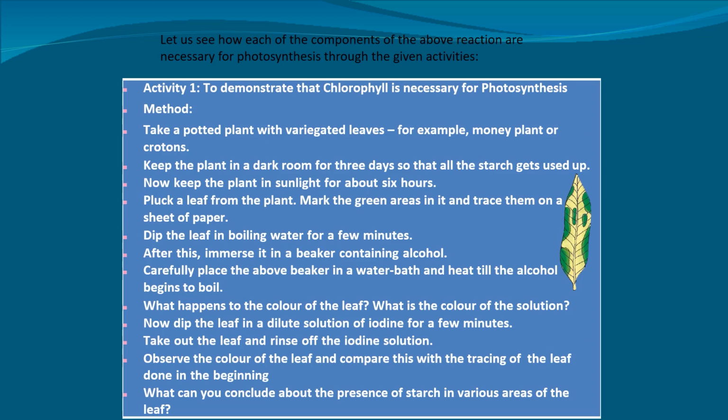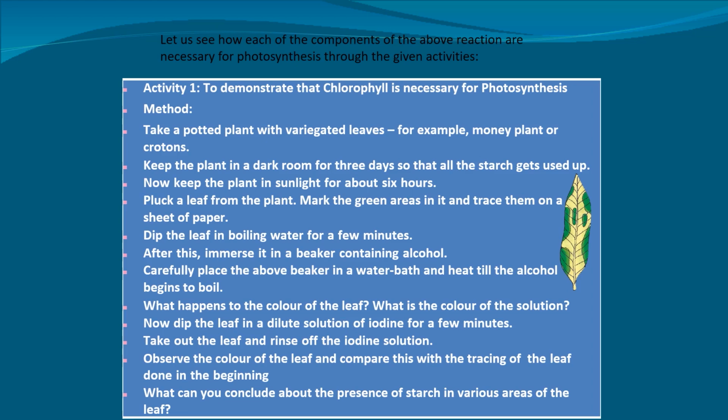And carefully place the above beaker in a water bath and heat till the alcohol begins to boil. What happens to the color of leaf? And what is the color of solution? We'll see it in the upcoming diagram. Now dip the leaf in a dilute solution of iodine for a few minutes and take out the leaf and rinse off the iodine solution, and then observe the color of the leaf and compare this with the tracing of the leaf done in the beginning. What can you conclude about the presence of starch in various areas of the leaf?